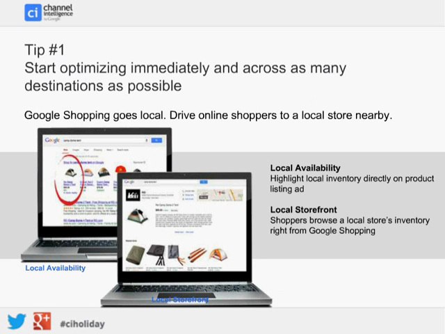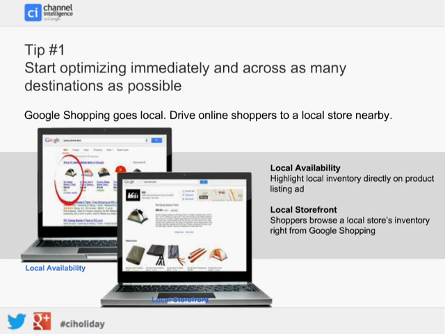So we now have new features around local availability that you can include in your product listing ads. And we also have a new offering around a local storefront that makes it easier for consumers to look at your inventory on their mobile device or from their desktop or tablet a lot more easily and to see what you have available in the physical world.